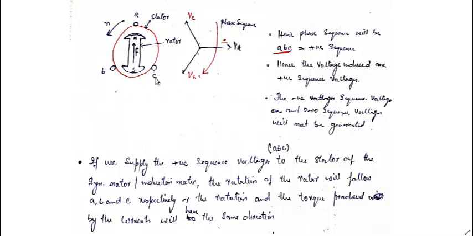It means the order in which the maximum of the phases will appear with respect to time. So here the maximum will appear first for A, then B, and then C. So phase sequence for this case will be A, B, C.